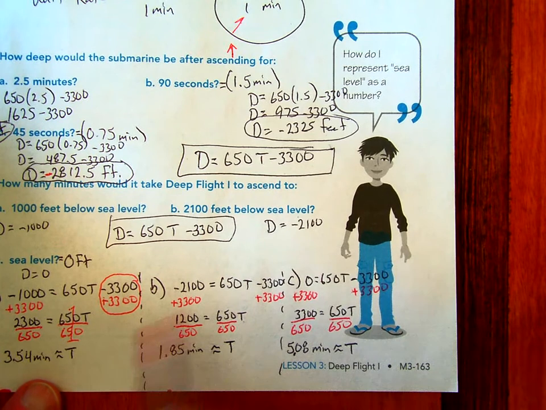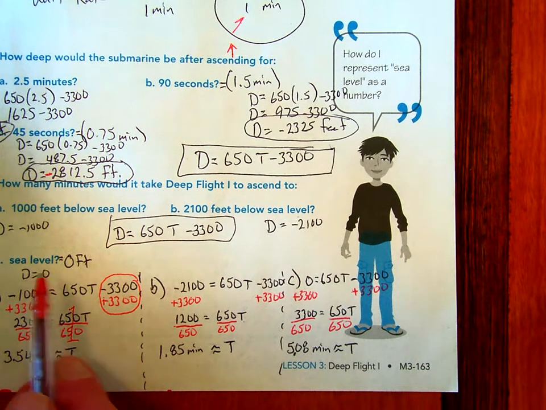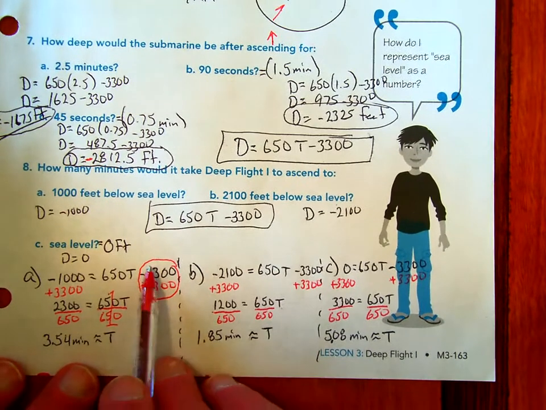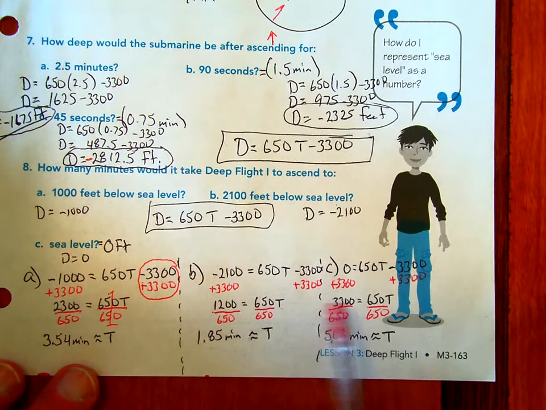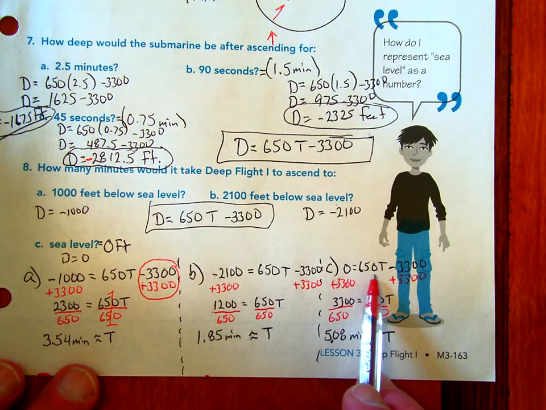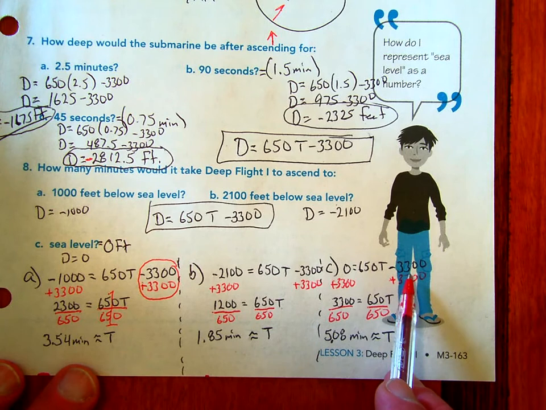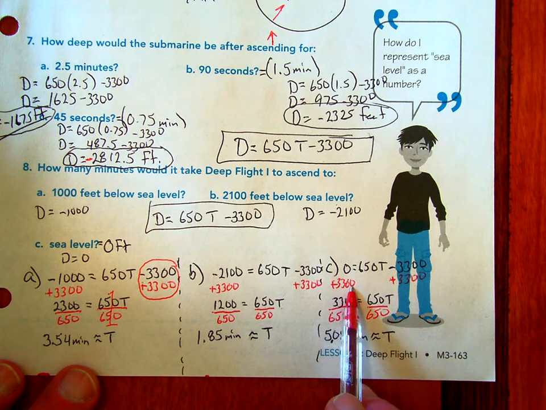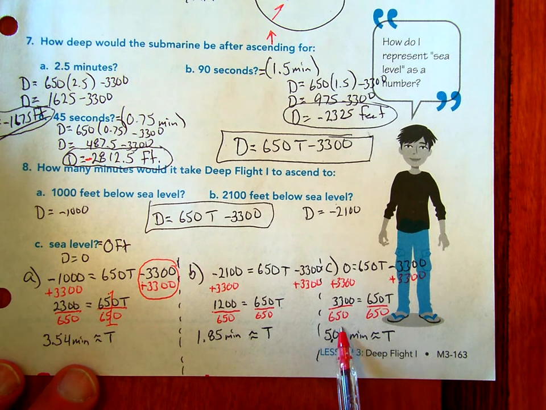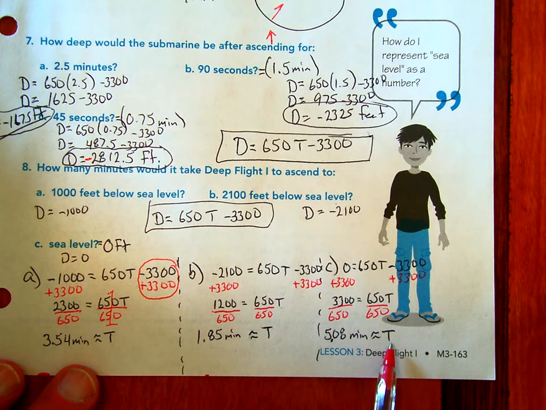And sea level. So when depth is 0 feet. So 0 equals 650t minus 3,300. Again, I added 3,300 to both sides. I divided both sides by 650. And I have t is approximately 5.08 minutes. So just a little over 5 minutes.